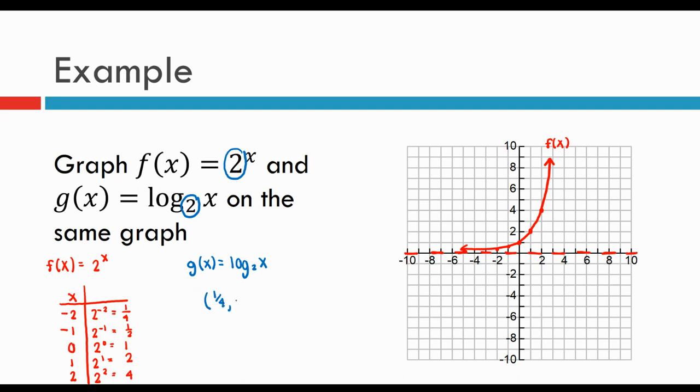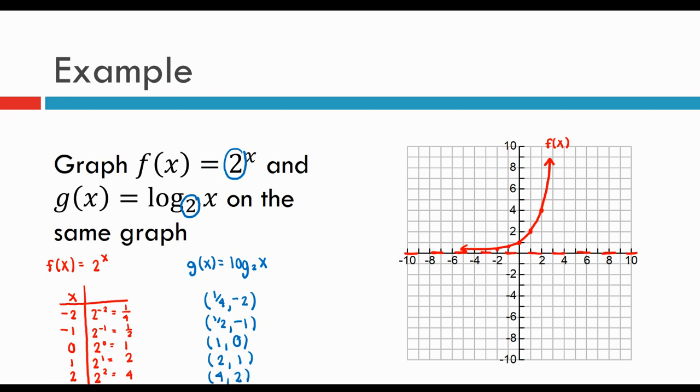So I want to start with 1/4. That takes me to -2. Then we'll have 1/2, which takes me to -1. We'll have 1, which takes me to 0. 2 takes me to 1. And 4 takes me to 2. So those are my ordered pairs.